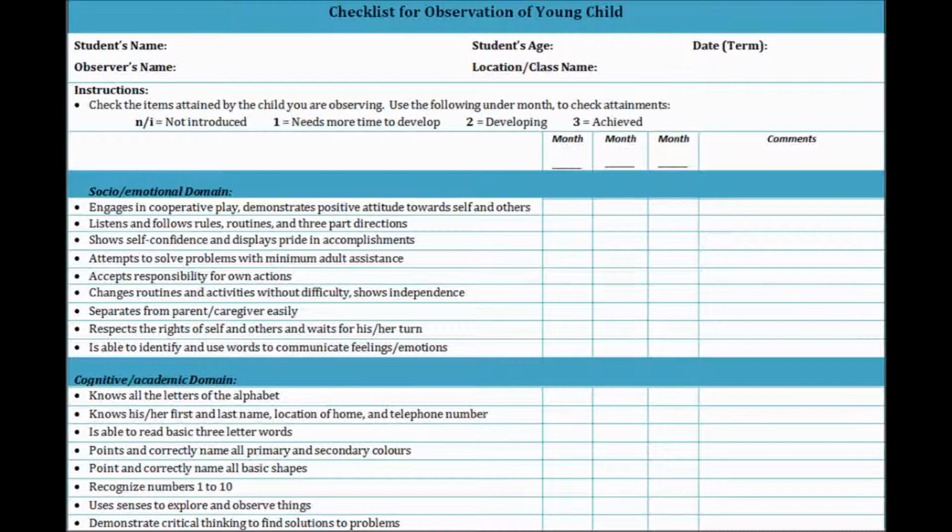or assess its level. Now, under socio-emotional, we have items such as the child engages in cooperative play, shows self-confidence and displays pride in accomplishments, respects the right of others and waits his or her turn, is able to identify and use words to communicate feelings or emotions. Under the cognitive, some of the items are the child knows all the letters of the alphabet, is able to read basic 3-letter words, recognize numbers 1 to 10, and demonstrates critical thinking to find solutions to problems.